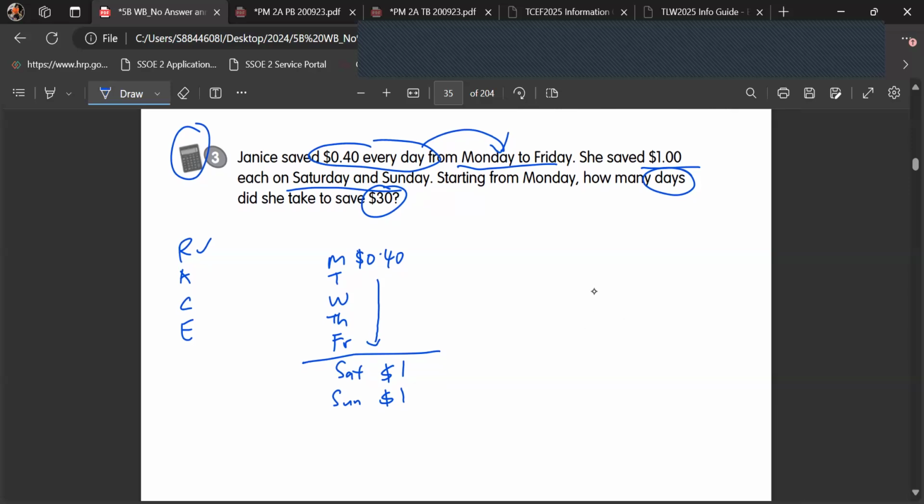Okay, so from here, first I must find one weekday is 40 cents. So 5 weekdays, 1, 2, 3, 4, 5, will be how much? Someone said $2, is it? Okay, I think that's correct. 40 cents times 5 is $2. So 1 week is how much?